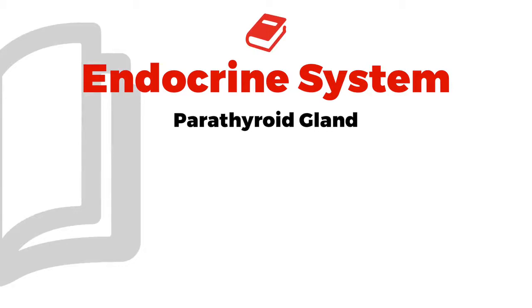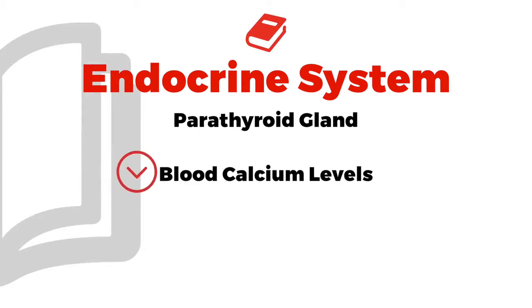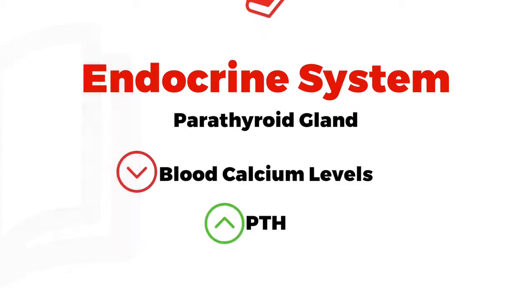So if you have a decrease in blood calcium levels, guess what's gonna happen? You're going to have an increase in PTH, all right? A decrease in blood calcium means that you're going to have an increase in PTH because you need more calcium in the bloodstream. And then vice versa, right? If you have too much calcium in the bloodstream, there's going to be a decreased amount of PTH.